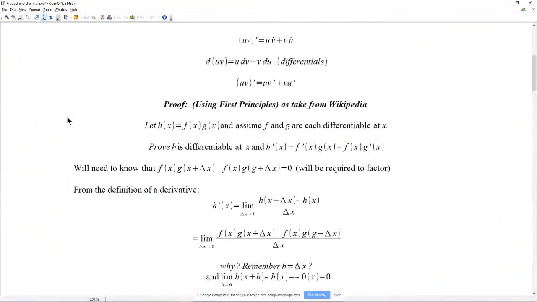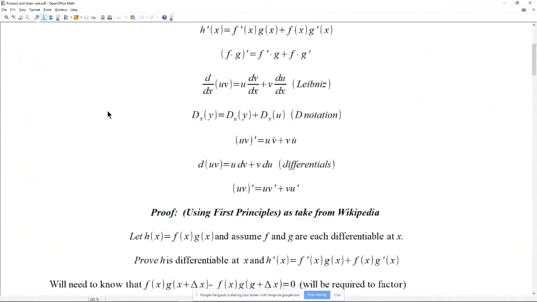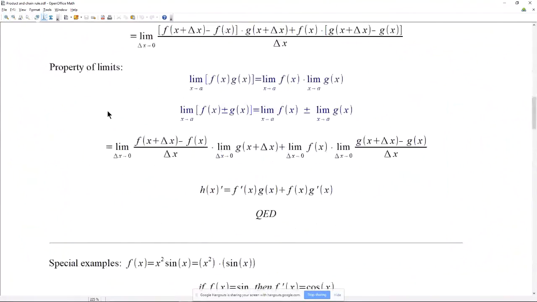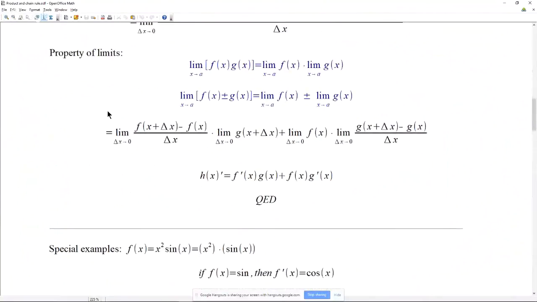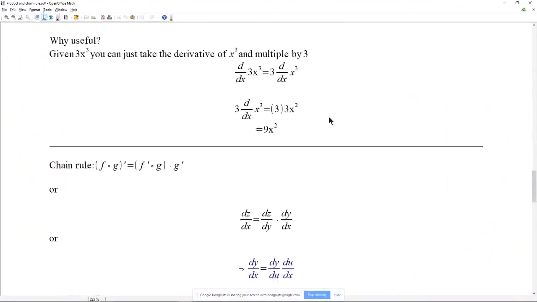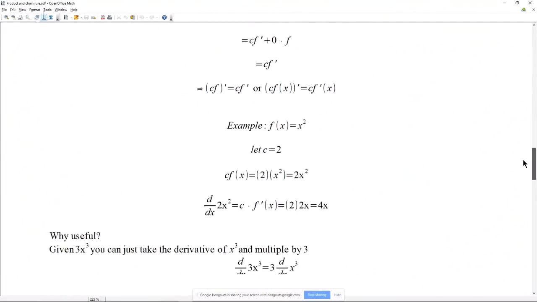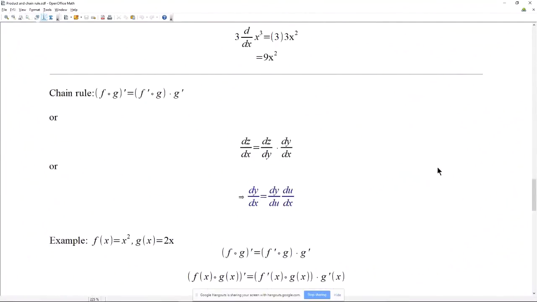Okay. So the other day we went over the product rule, right? We learned all this stuff here. Explained to you how we derived the product rule from first principles, right? So now we're going to be talking about what's called the chain rule. Now the chain rule, unlike the product rule, which is the derivative of the product of two functions, is when you have the derivative of the composite of two functions.